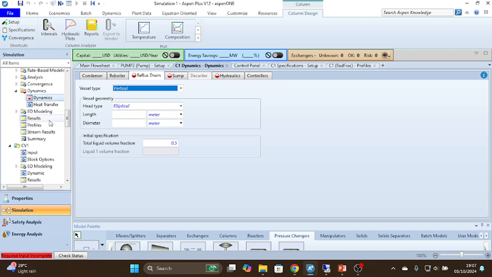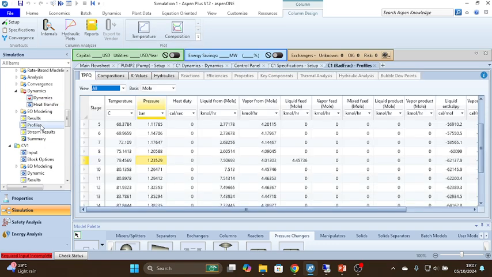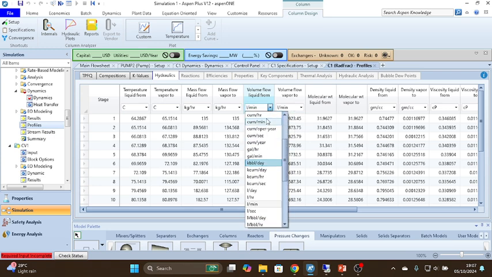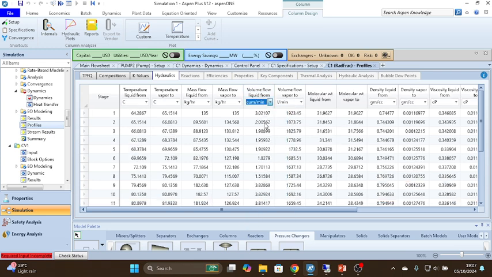For that we need the steady state profiles that we have generated in the simulation. So coming to profiles, we are going to go to hydraulics first. Over here, this is the volume of liquid flow. We are going to convert this into cubic per minute. So this is the first stage.